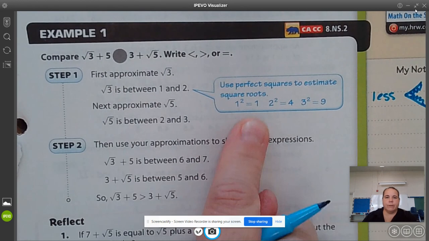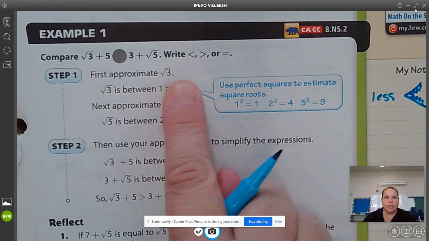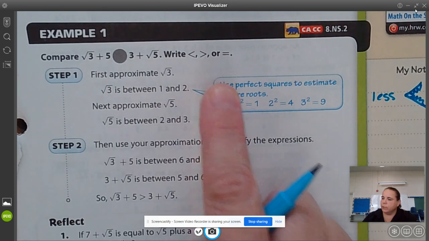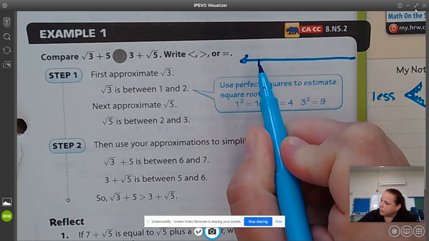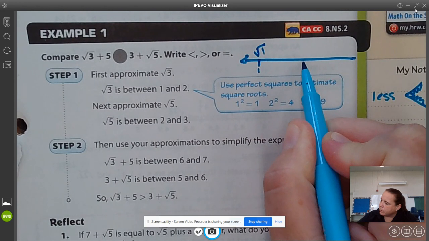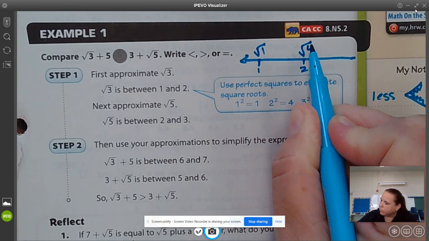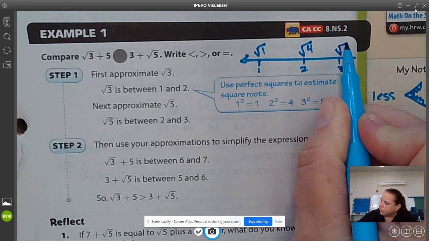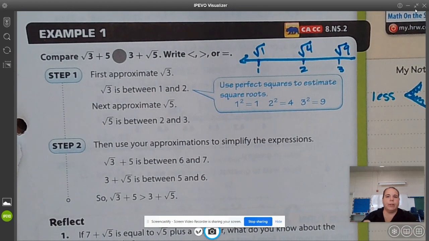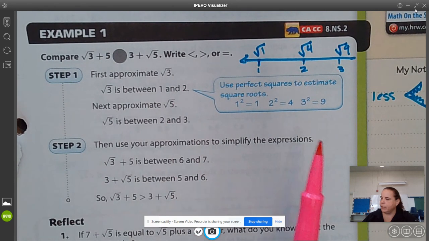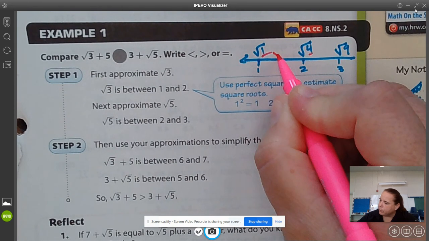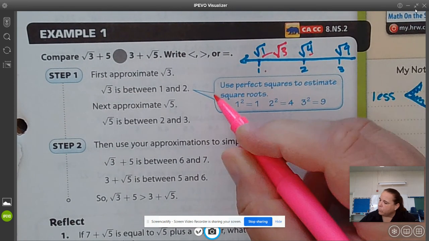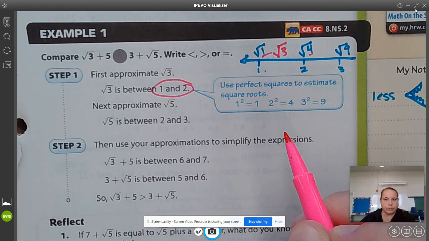Okay, the first thing we have to do is approximate these non-perfect square roots. If you remember, how we wanted to do that is 1 is the square root of 1, 2 is the square root of 4, 3 is the square root of 9. Then we can use these perfect squares. So this is what they're doing. We're going to approximate the square root of 3, and we can see the square root of 3 is between 1 and 2.